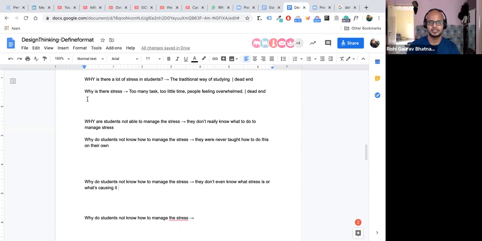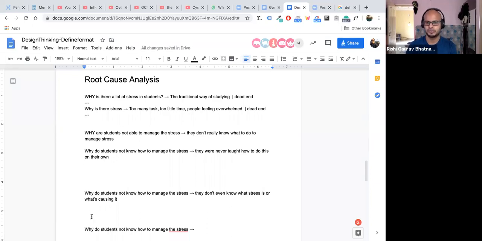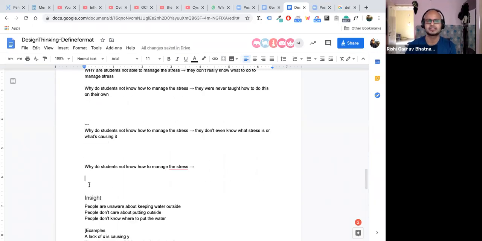So what I'm trying to say is that root cause analysis looks simple, that we just have to ask a couple of whys. It's not. And that's why you have to continuously keep doing this back and forth as a team or with your mentors, right? And continue going back to what are the right whys and are you asking the right whys?